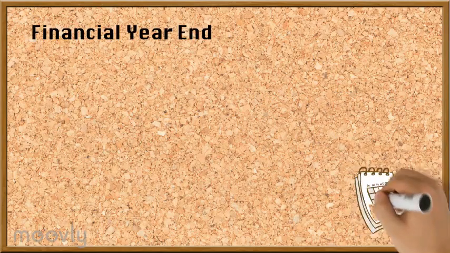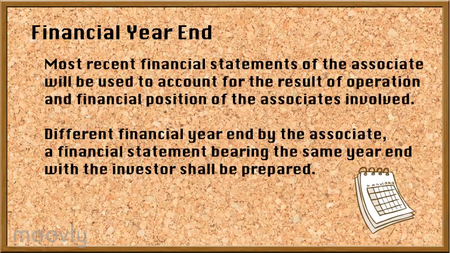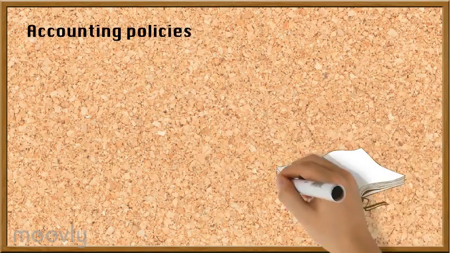Financial year end. The most recent financial statements of the associate will be used to account for the result of operations and financial position of the associates involved. In terms of a different financial year end by the associate, a financial statement bearing the same year end as the investor shall be prepared. Accounting policies.